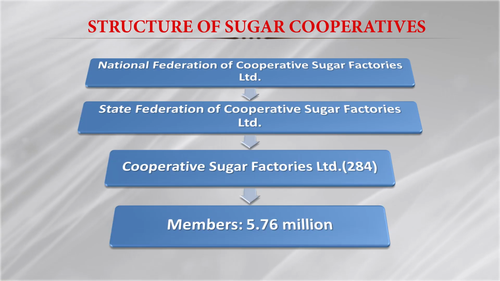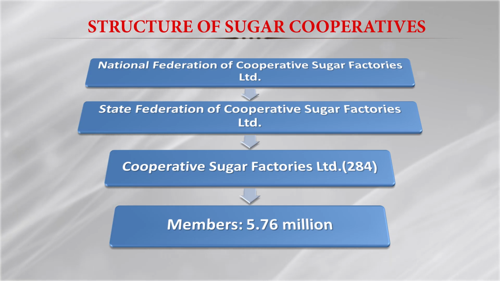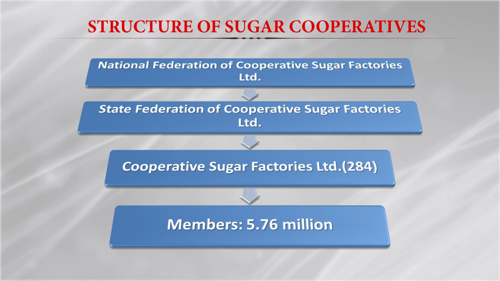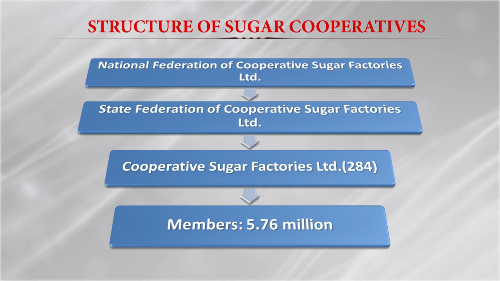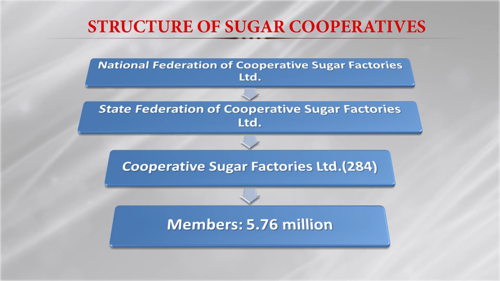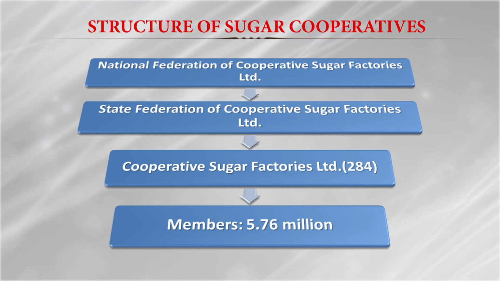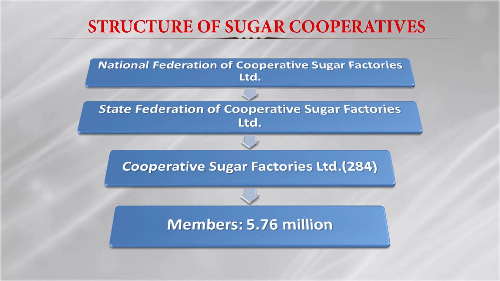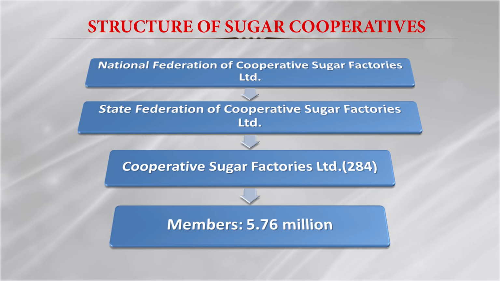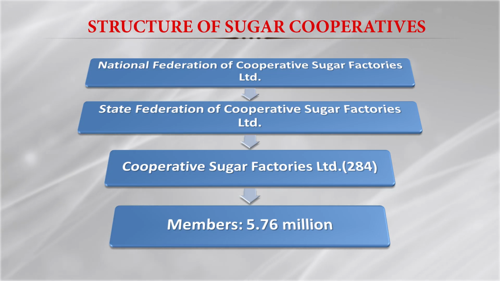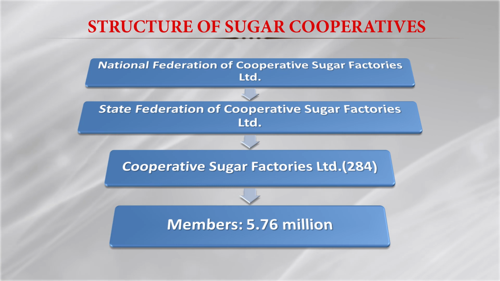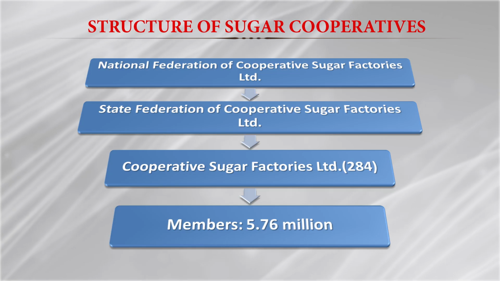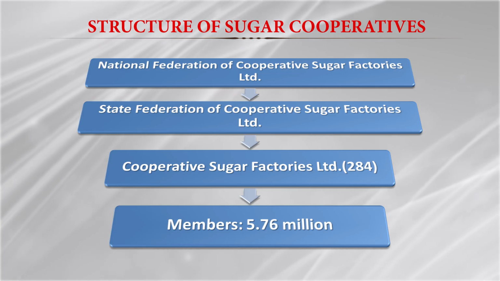In this slide you can understand the structure of the sugar cooperatives in India. There are three levels. First, at the apex level is the National Federation of Cooperative Sugar Factories Limited, which works at the national level. Then we have the State Federations of Cooperative Sugar Factories, which work at the state level. There are 9 state federations. Then we have the cooperative sugar factories, of which 284 are now working in the country.